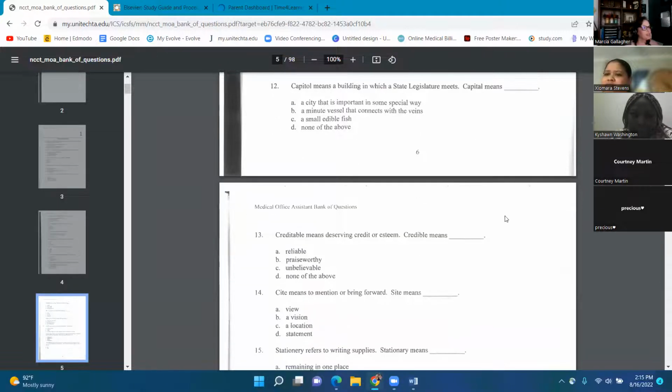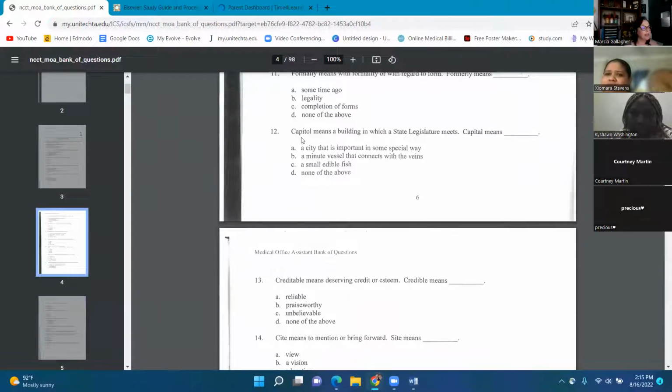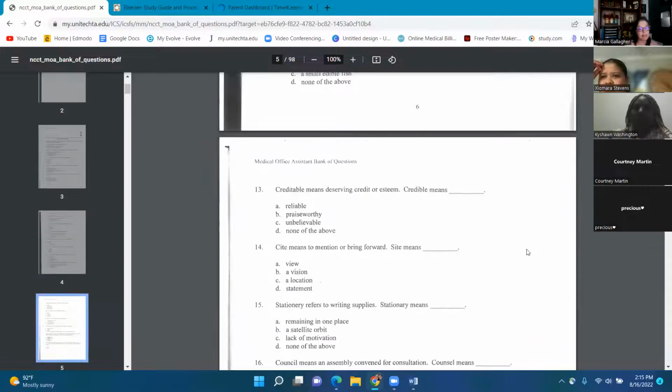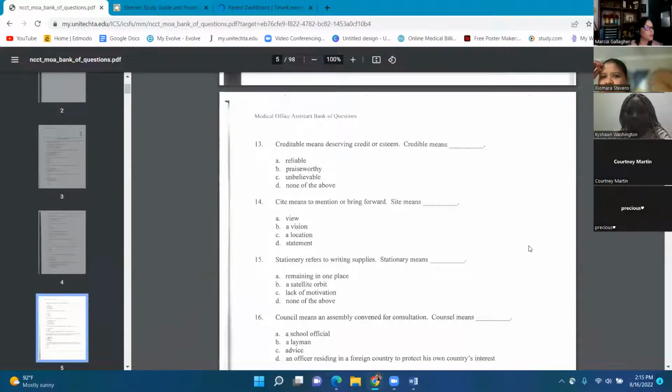Okay, so capitol means state legislature, which is the capitol in Baton Rouge. That's what it is, but this is capital, C-A-P-I-T-A-L. All right, so let's move to 13. Creditable means deserving credit or esteem. Credible means reliable, praiseworthy, believable, or none of the above.